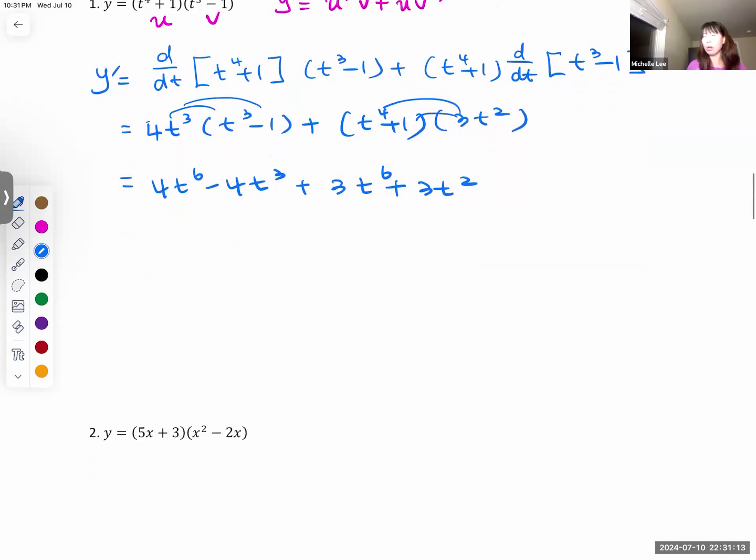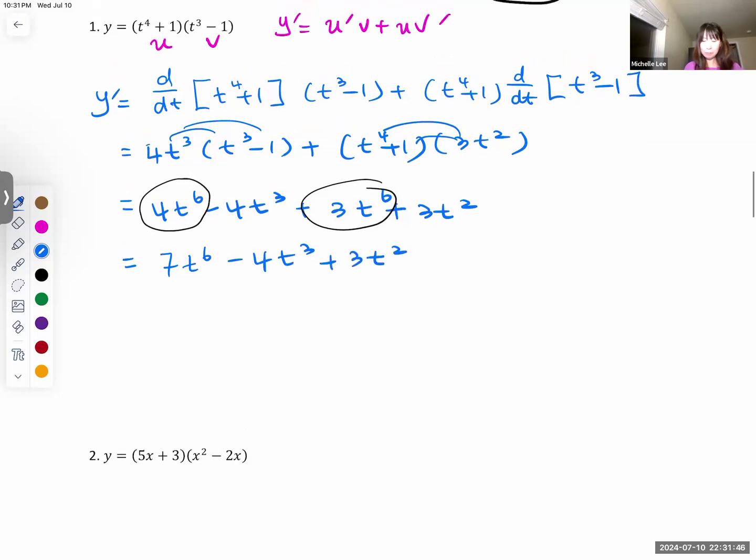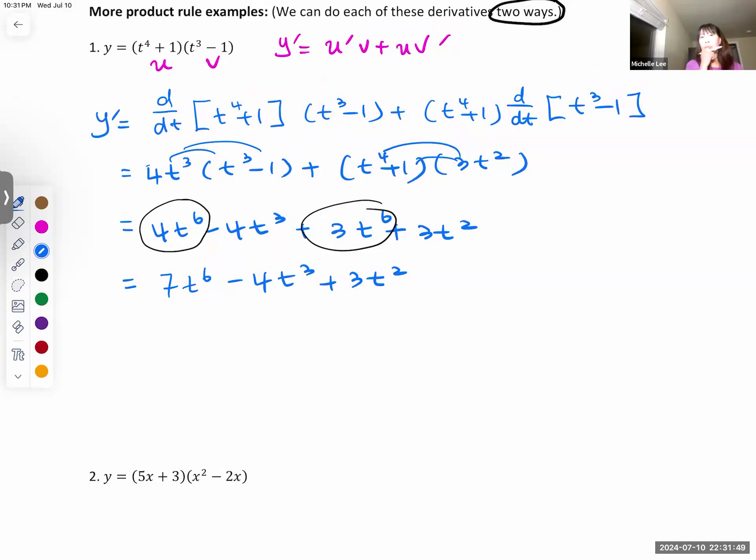Okay, combine like terms. So this is a like term. So we have 7t to the sixth power. And this is a like term. That's it. So we have, oh, they're not like terms. Forgive me. So there's a negative 4t to the third plus 3t to the second power, right? Make sense? Okay. Other way.